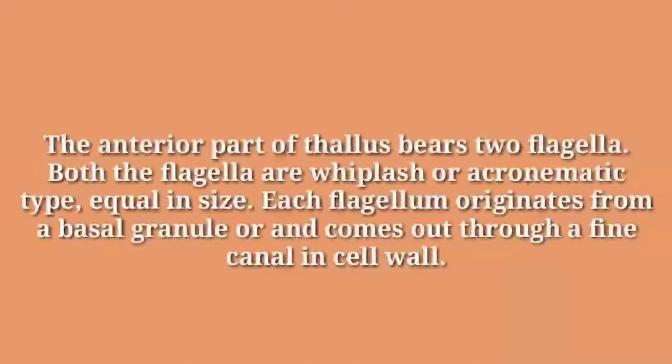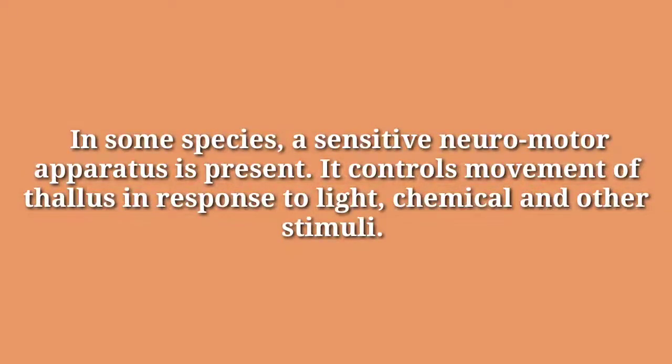Flagella. The anterior part of the thallus bears 2 flagella. Both the flagella are whiplash or achromatic type, equal in size. Each flagellum originates from a basal granule and comes out through a fine canal in the cell wall. Neuromotor apparatus. In some species, a sensitive neuromotor apparatus is present. It controls movement of the thallus in response to light, chemical and other stimuli.